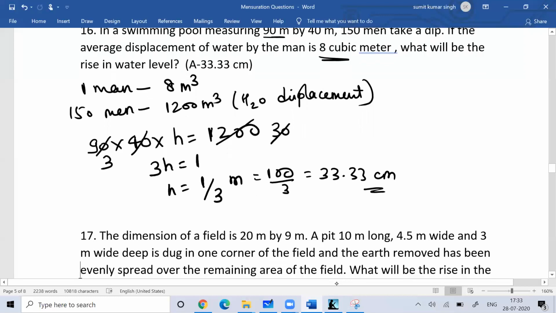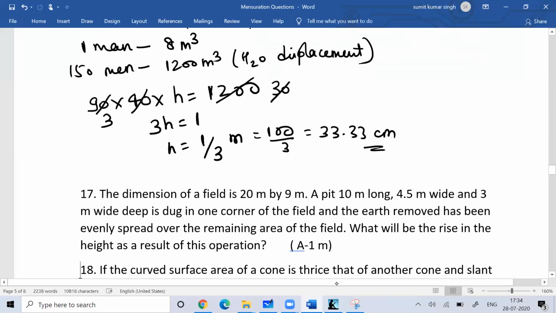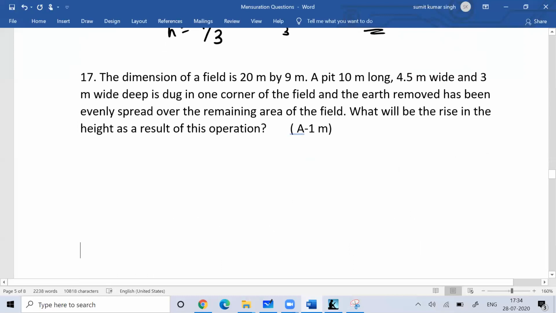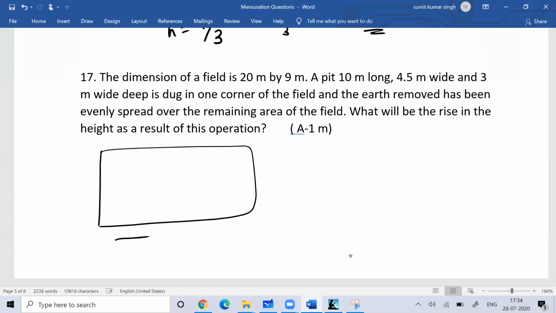Fine. Now you can see the next question. The dimension of a field is 20 by 9. You can understand they're talking about length and breadth. A pit 10 meter long, 4.5 meter wide, and 3 meter deep is dug at one corner of the field. So there's a field, and the length of the field is 20 and the breadth is 9. In that, you are trying to create a pit.